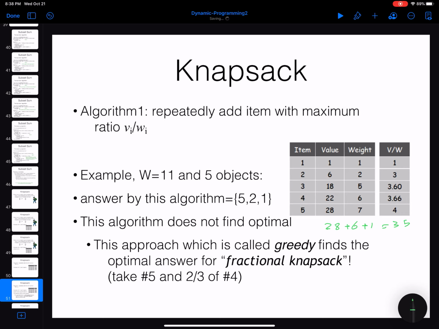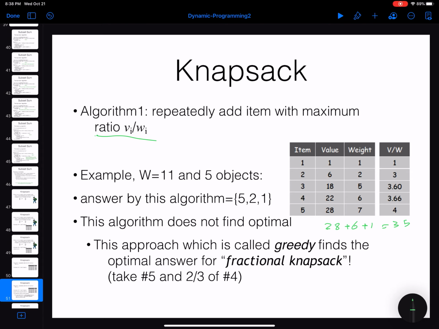Actually, this algorithm, which is very intuitive, is something I'm going to show you when we talk about greedy algorithms. It can find the optimal answer if you can take a fraction of the objects. But in the knapsack problem that we are talking about, you either take an object or don't take it. You cannot take a fraction of an object.